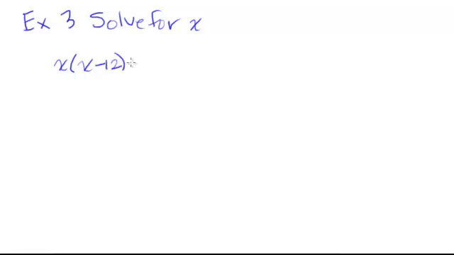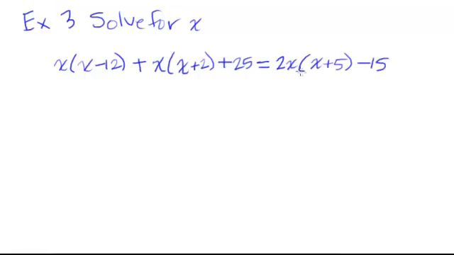Example number 3. We're going to solve 4x. I have x parentheses, x minus 12, close parentheses, plus x times x plus 2 plus 25. This is equal to 2x times x plus 5 minus 15. When I have a variable or a number to the left of the parentheses, I need to make sure I distribute that to everything inside that parenthesis.